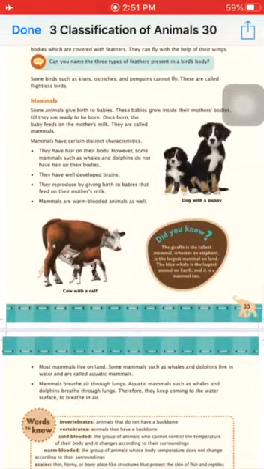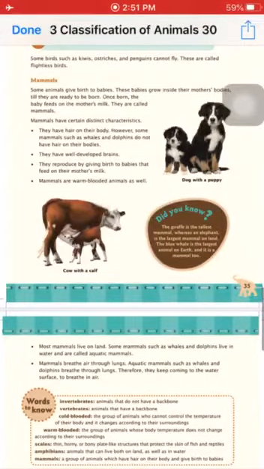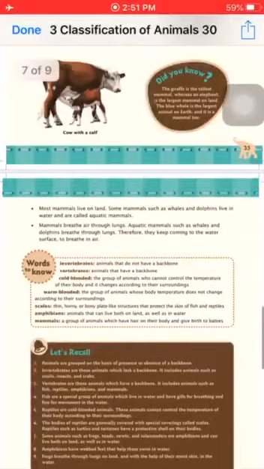Here we discuss some characteristics of mammals. Mammals have well-developed brains, like human beings. They give birth to their young ones and feed them on their mother's milk. Mammals are warm-blooded animals. They have hairs on their bodies.